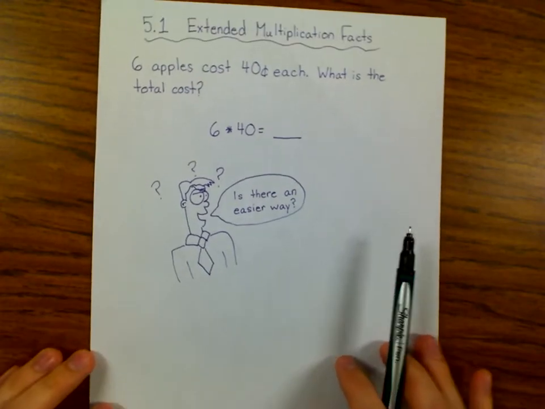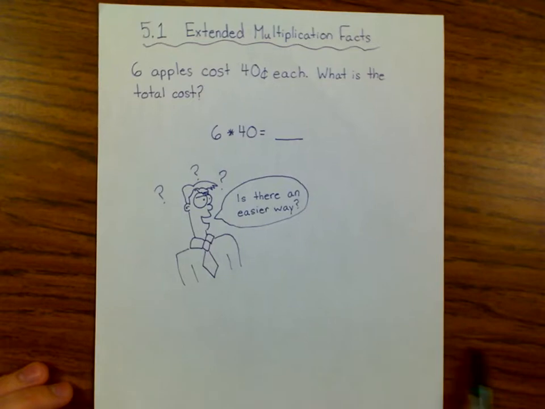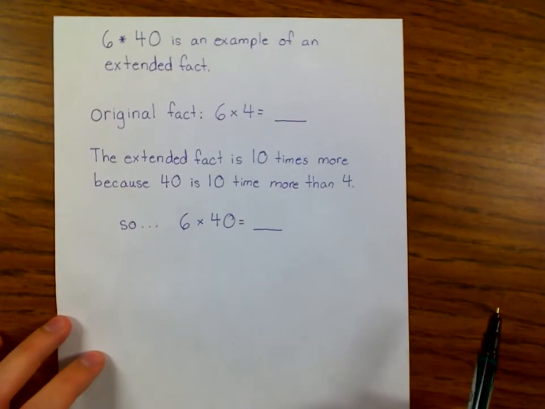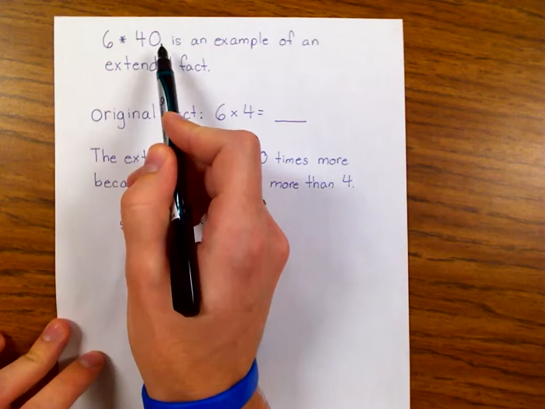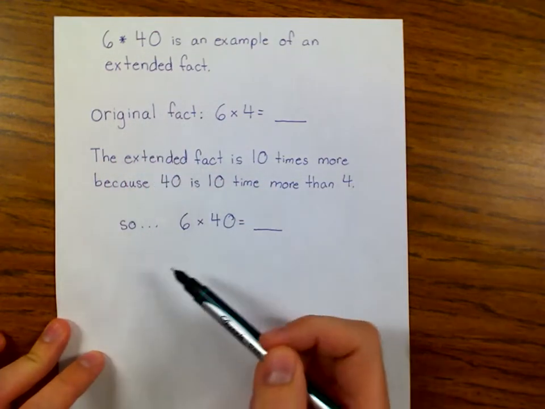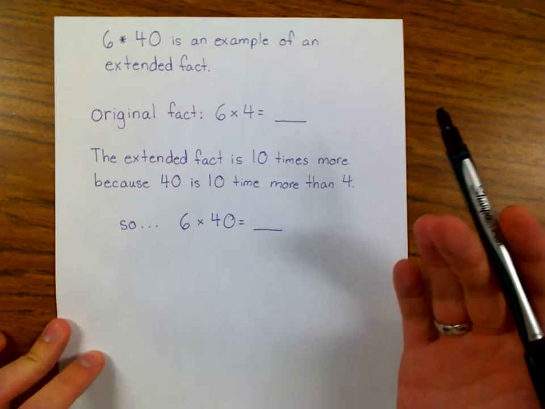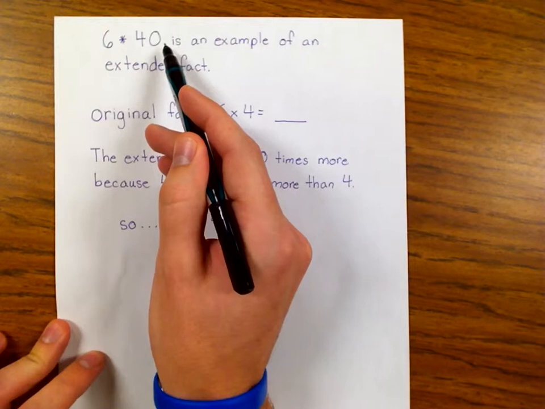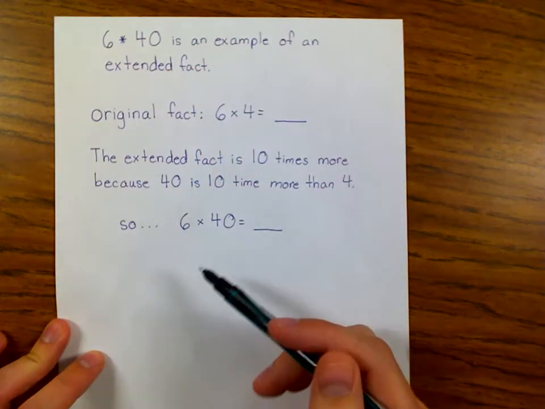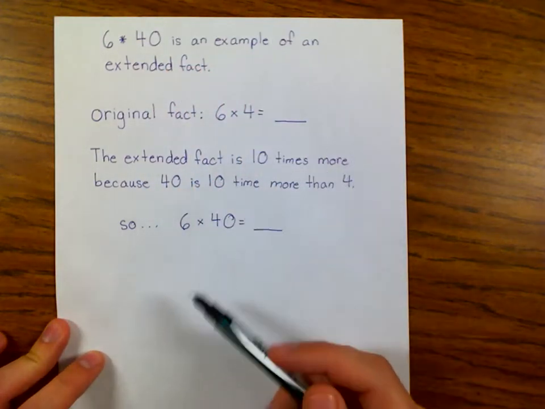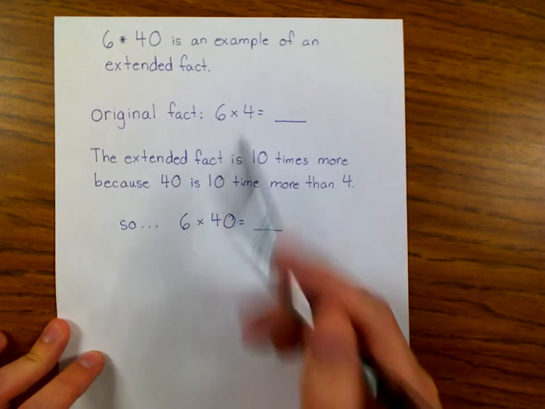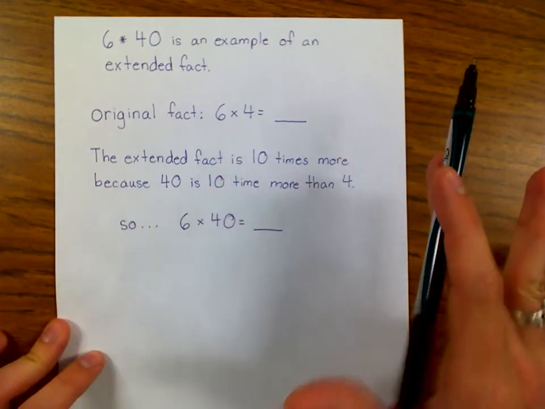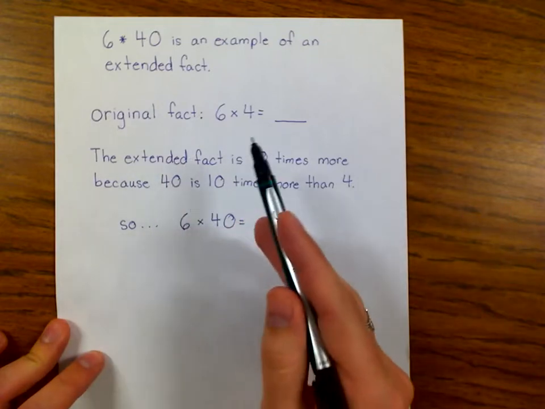Thinking back to last year, I remember something called extended facts. Let's review exactly what that is. 6 times 40 is an example of an extended fact. What we can do is take 6 times 40 and put it down to its original fact. An original fact is where we take numbers that have the tens, because it has the 0 in there, and we take out the tens to make it an easier fact. So rather than doing 6 apples at 40 cents, I can do 6 apples at 4 cents. All I did was take out the 0. So the original fact was 6 times 4.